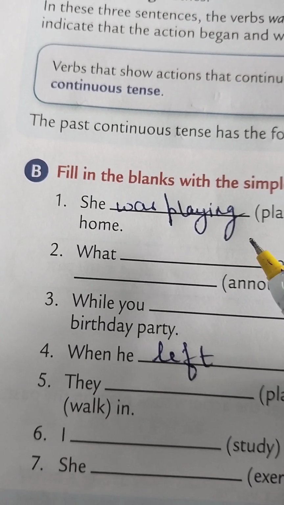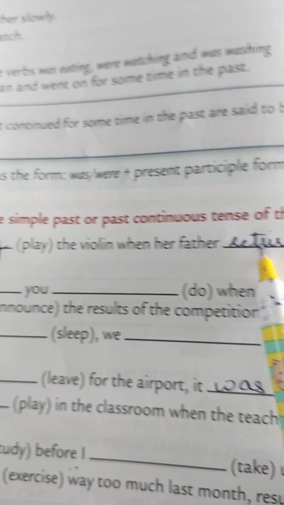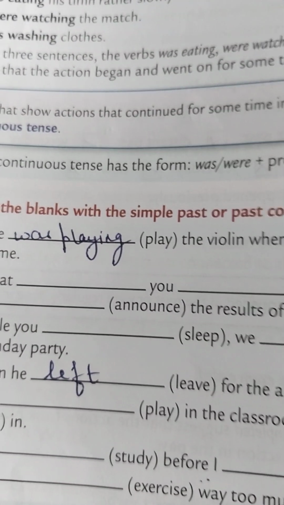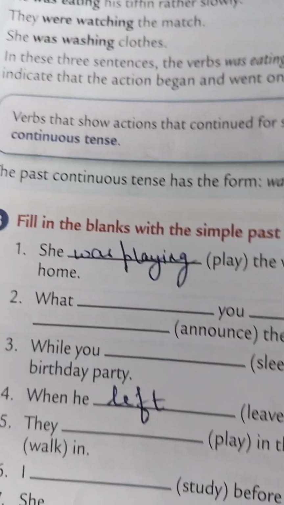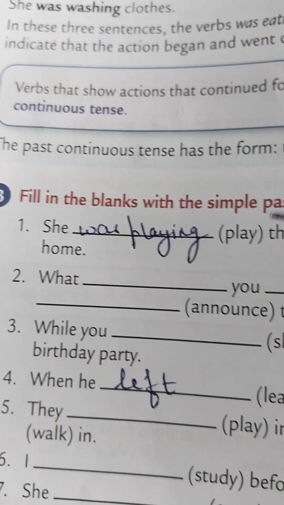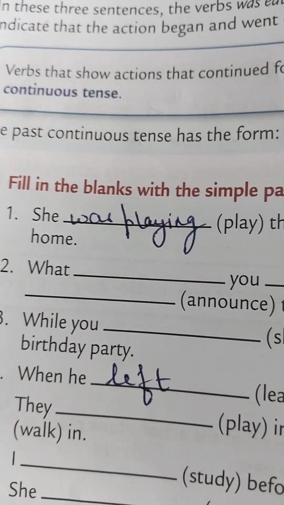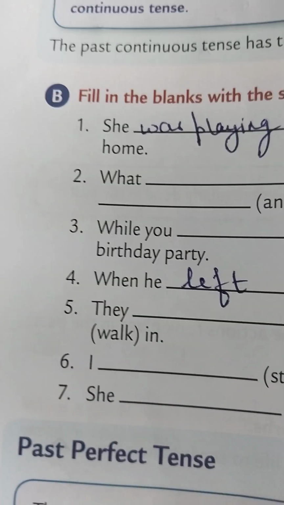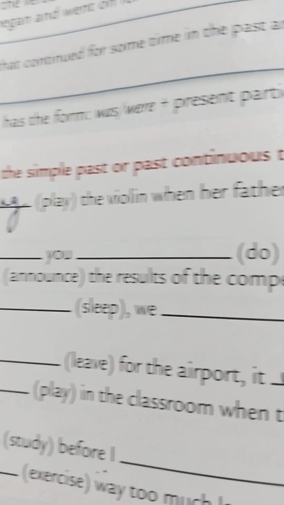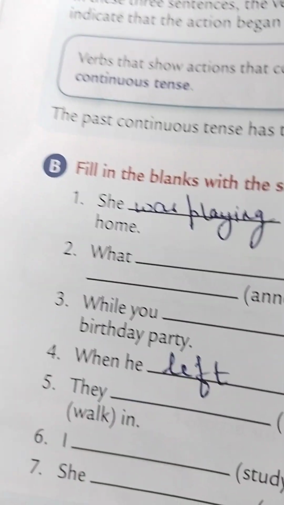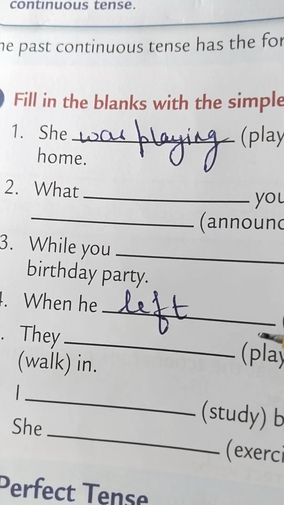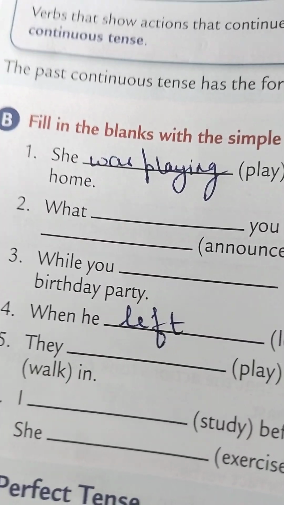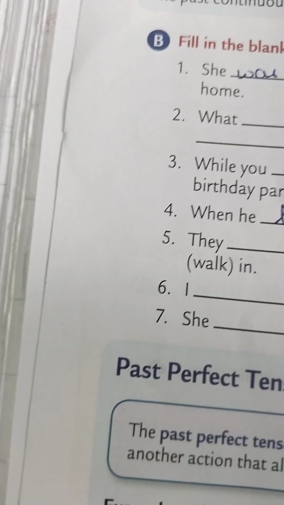See this, question number B, fill in the blanks with simple past tense or past continuous tense of the given verbs. She played the violin when her father returned home. Now the verb is play, and the past continuous form of play is was playing. She was playing the violin when her father returned home. See another sentence. When he left for the airport, it rained heavily. So the verb is leave, and the past form of leave is left. So when he left for the airport, it was raining heavily. So this way, children, you have to do this whole question.